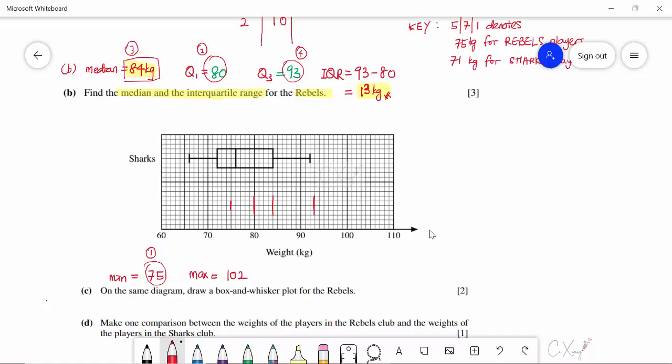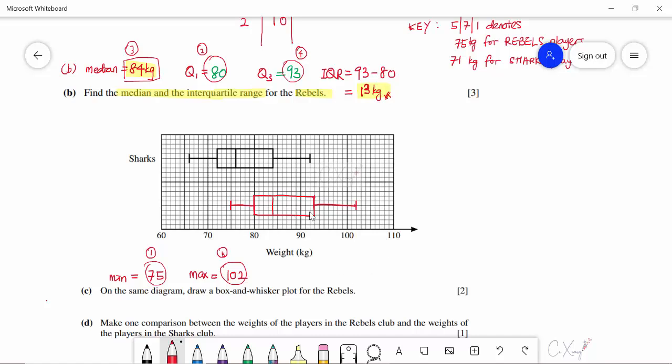Okay, and the last one will be your maximum value, which is 102. Okay, then you join the center three lines, the second, third, and fourth line, known as Q1, Q2, Q3, by using two horizontal lines to make a box. The box is actually constructed by Q1, Q2, and also Q3. And after that, you join the maximum and minimum value to the box.